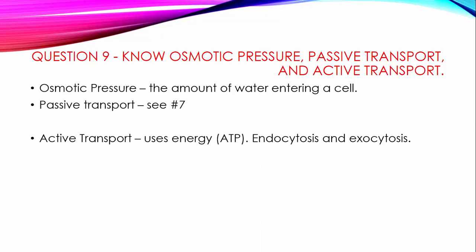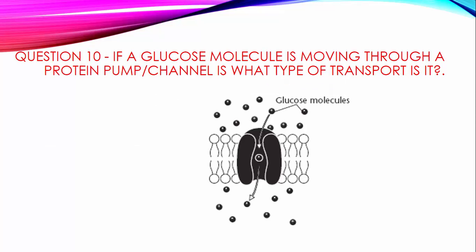Then we have active transport, which uses energy. We could also say ATP. Endocytosis and exocytosis are examples of active transport. All right, number 10.